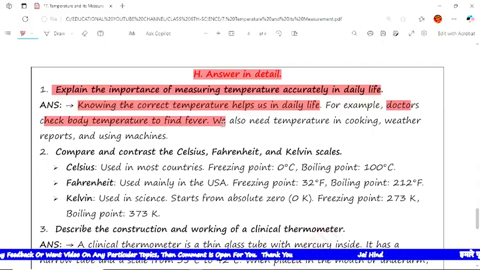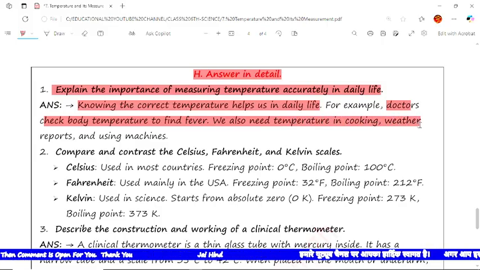We also need temperature in cooking, weather reports and using machines.